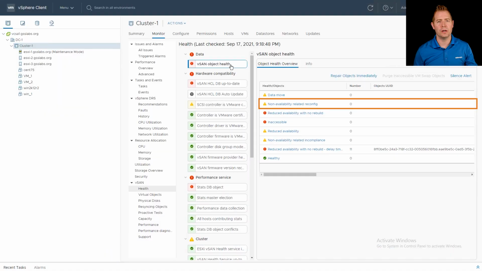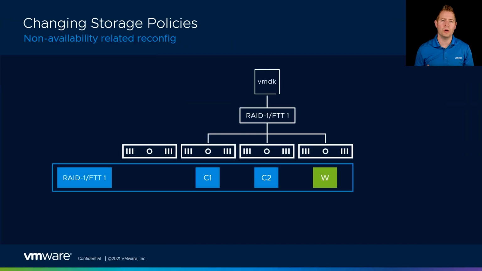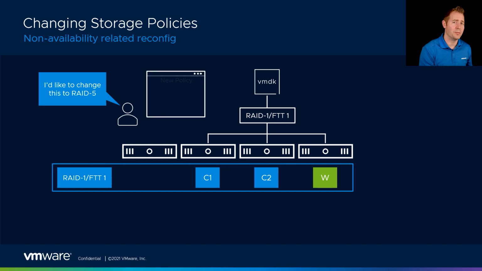Let's go back to our vSAN object health. Let's talk about the remaining categories. We've got our non-availability related reconfig. So let's say we've got a four node environment, and up to this point, we've been using RAID 1 FTT of 1. But we decide one day we want to change some of these objects over to RAID 5. Maybe that OS disk, we want to save some space on it, change that over to a RAID 5 policy.